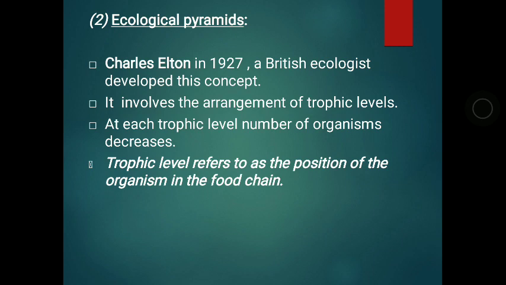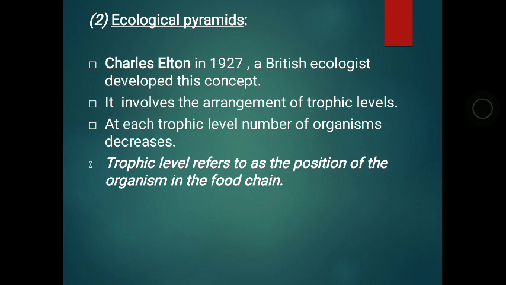So as the number of trophic levels increases, the number of animals will decrease. We'll come back to it in the next slides. So we'll see what is written over here. It involves the arrangement of trophic levels. At each trophic level, the number of organisms will decrease.